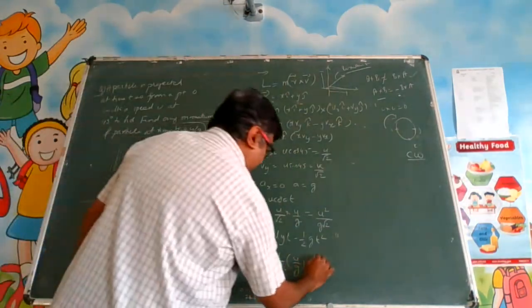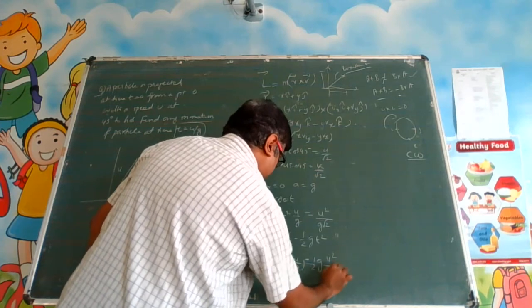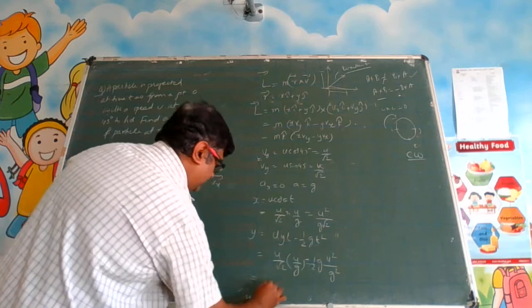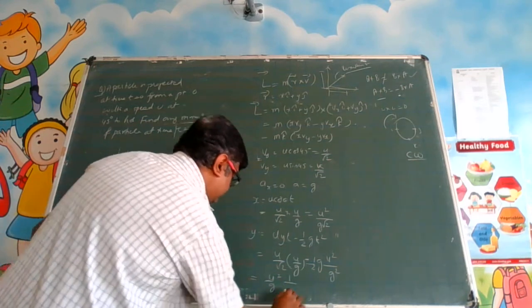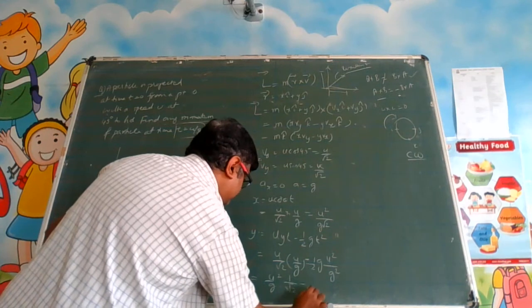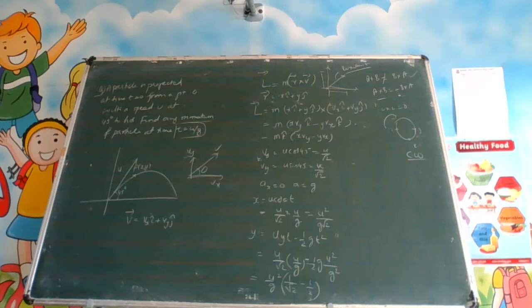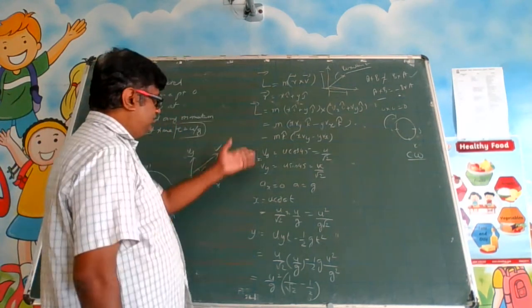So minus half g t square. It is u square by g square. Just simplify this. You can take u square common. So this you can take g also common. So this becomes root 2 minus 1 by 2. Okay? So this is what it is. So you know x, you know y. You need to just put over here.